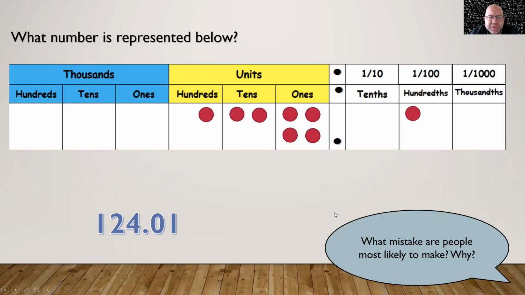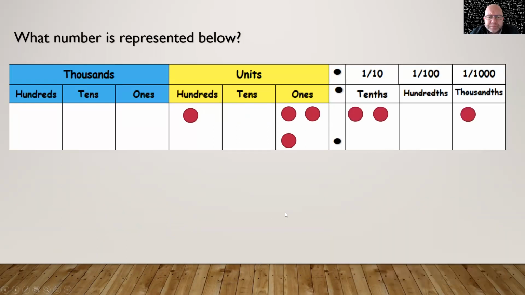Now, what do you think is the mistake that people make there? And you need to be careful not to do the same. Well, the mistake, as I mentioned, is this 0. People see the 1, the 2, the 4, and the 1, and they write 124.1 and they forget all about this empty column. But it's really important. Okay, so just be careful with your zeros.